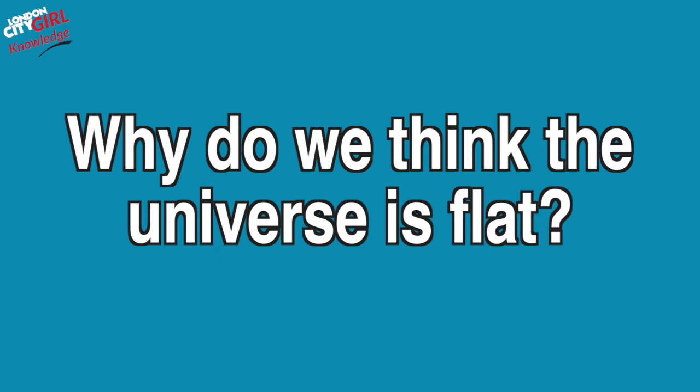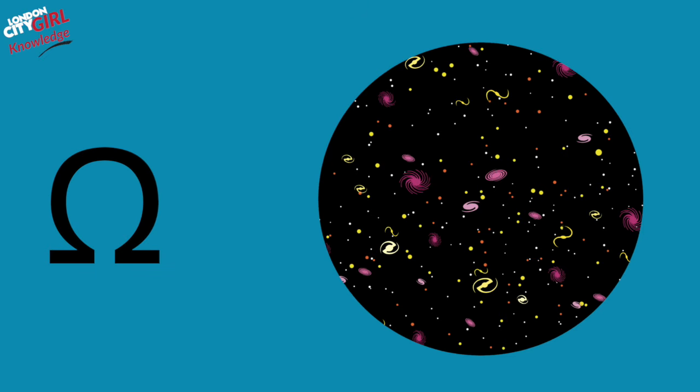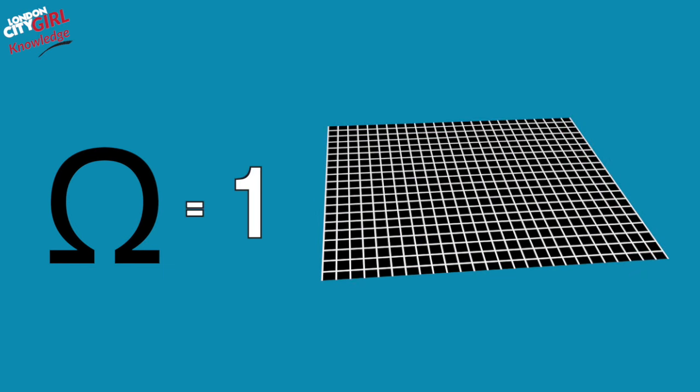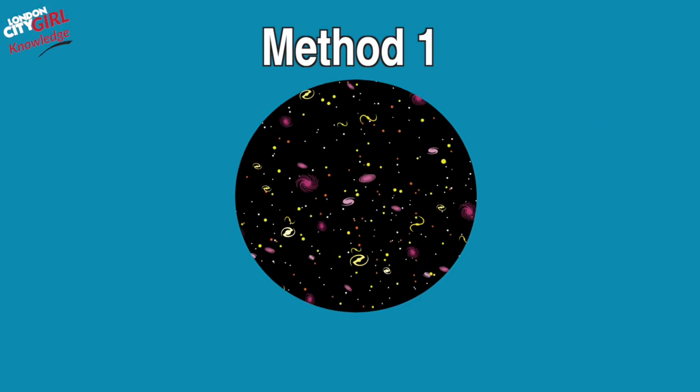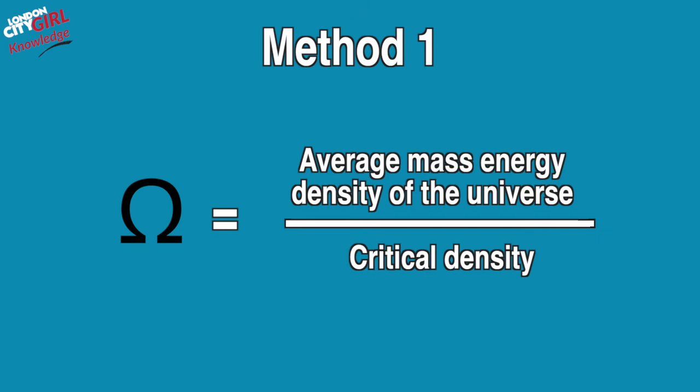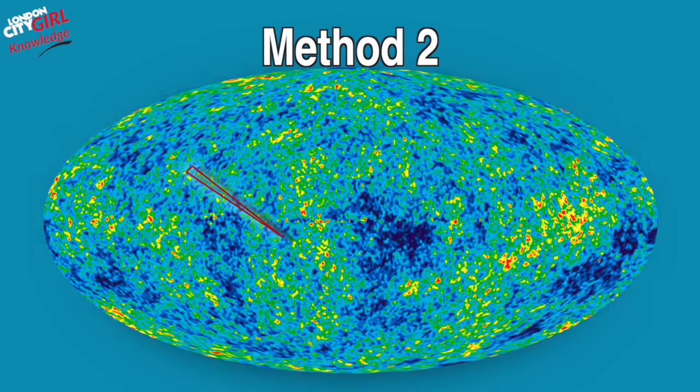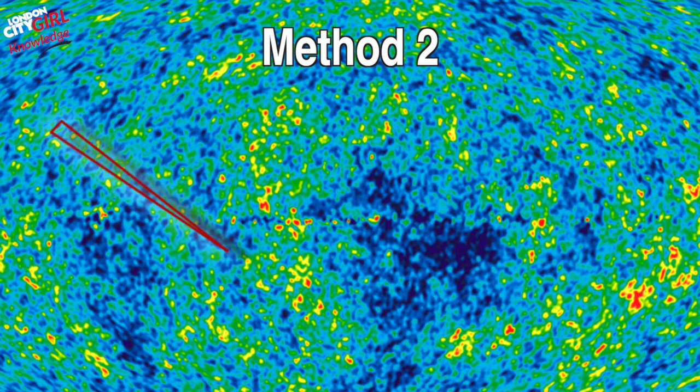Why do we think the universe is flat? We can calculate the density parameter of our universe using two methods, and both methods indicate that it is very close to 1, therefore suggesting that our universe is very close to being flat. The first method involves counting up all the mass energy in the universe, taking its average density, then dividing that average by the critical density. The second method involves drawing a massive imaginary triangle on the cosmic microwave background radiation and seeing if the angles of the triangle add up to 180 degrees.